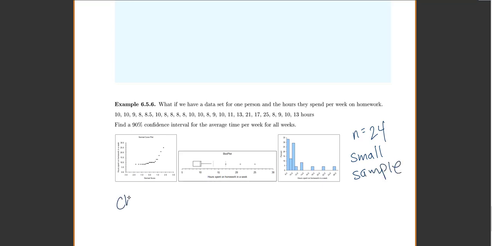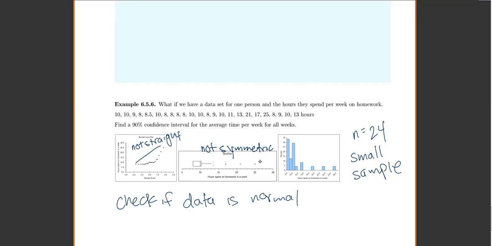So we need to check if the data is normal. Okay, looking at this, the normal curve plot, this would need to be a straight line. That is not a straight line. My box plot, notice it is obviously not symmetric. I don't have two halves of the box that are the same. And notice it's not just a small possible outlier in between the two dashes, it's lots of outliers, or at least 3 outliers, which is a lot in statistics.